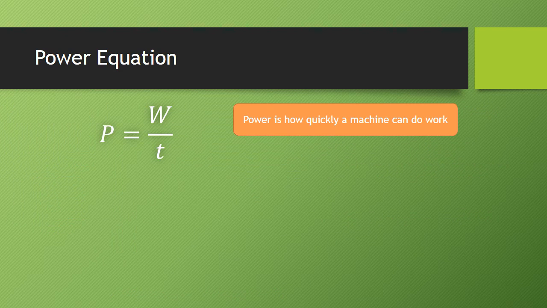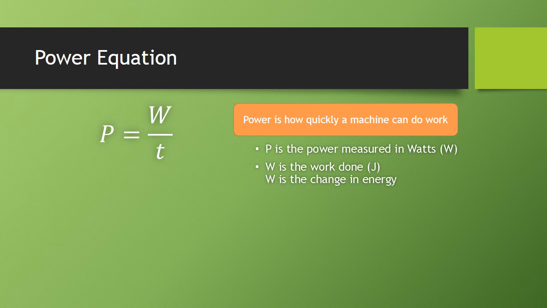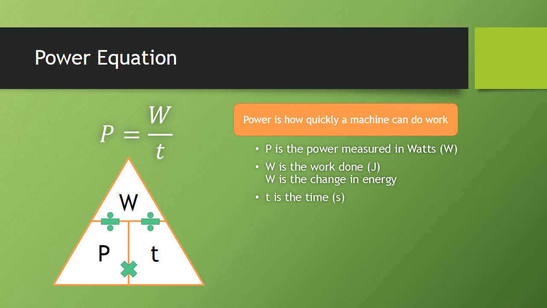So the power equation is equal to work divided by time, and that makes sense because power is a measure of how quickly a machine can do work, so it's got both work and time in it. Power is measured in watts, capital W, not to be confused with capital W meaning the work done, measured in joules, and that is equal to the change in energy, also equal to the force times distance, and check out the work video if you need to revise that. Time is measured in seconds, and this is our magic triangle.